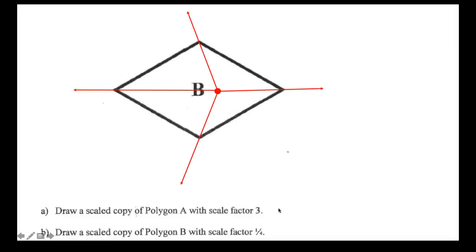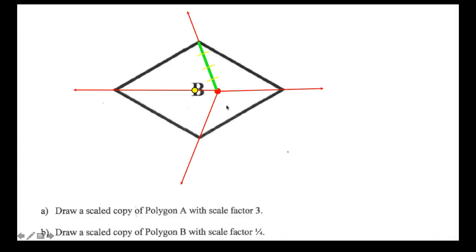And I'm going to draw my rays through each of the vertices of my figure. I'm going to measure to the first vertice that I want to choose, whichever one you want. And because the scale factor is 1/4, I actually need to break that distance up into fourths. So you'll notice here, I've got 4 equal sections. Now my scale factor is 1/4, so that means my point is going to be 1/4 of the way away from the center.